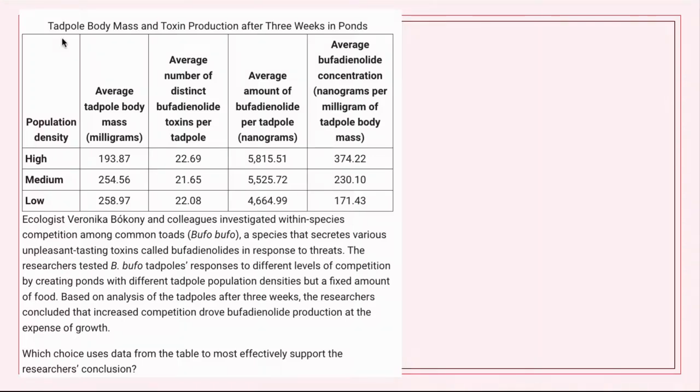All right, so here we have a chart for this problem, so let's briefly scan it. Tadpole body mass and toxin production after 3 weeks in ponds. So they give us 3 different population densities. They tell us the average body mass, average number of distinct toxins, average amount of this stuff per tadpole, and then the average concentration of the stuff in each tadpole.